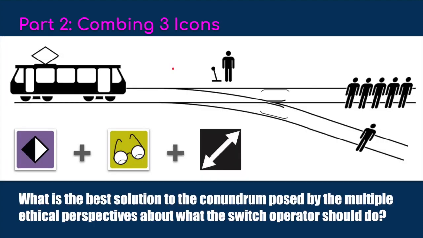You can also combine 3 icons if you really want to show off. Here I've taken my 3 favorite icons: ethics, multiple perspectives, and paradox. And now I'm asking, again, a really good question: what is the best solution? Note that that evaluate skill is in there. What is the best solution to the conundrum posed by the multiple ethical perspectives about what the switch operator should do? So again, we're combining all these different lenses, the icons themselves, and then adding in that thinking skill, and now we've got a really intriguing question about content.